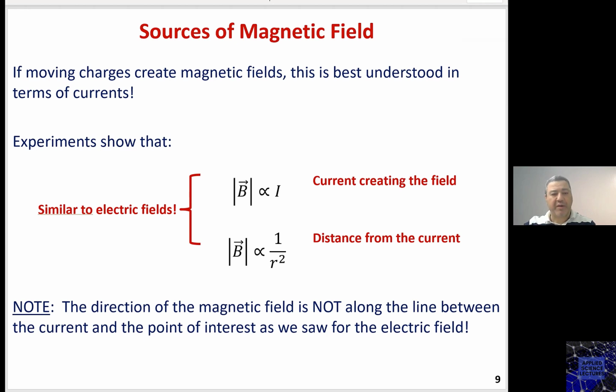And how far am I from this wire? We have found that the magnetic field is proportional to the current. So the greater the current, the greater the magnetic field. And we have also found that the magnetic field is inversely proportional to the distance squared. The magnetic field is different than the electric field. It is not along the line between the differential element and the point of interest. As you can see here, the magnetic field direction is the cross product of my differential element and the unit vector of the displacement vector.